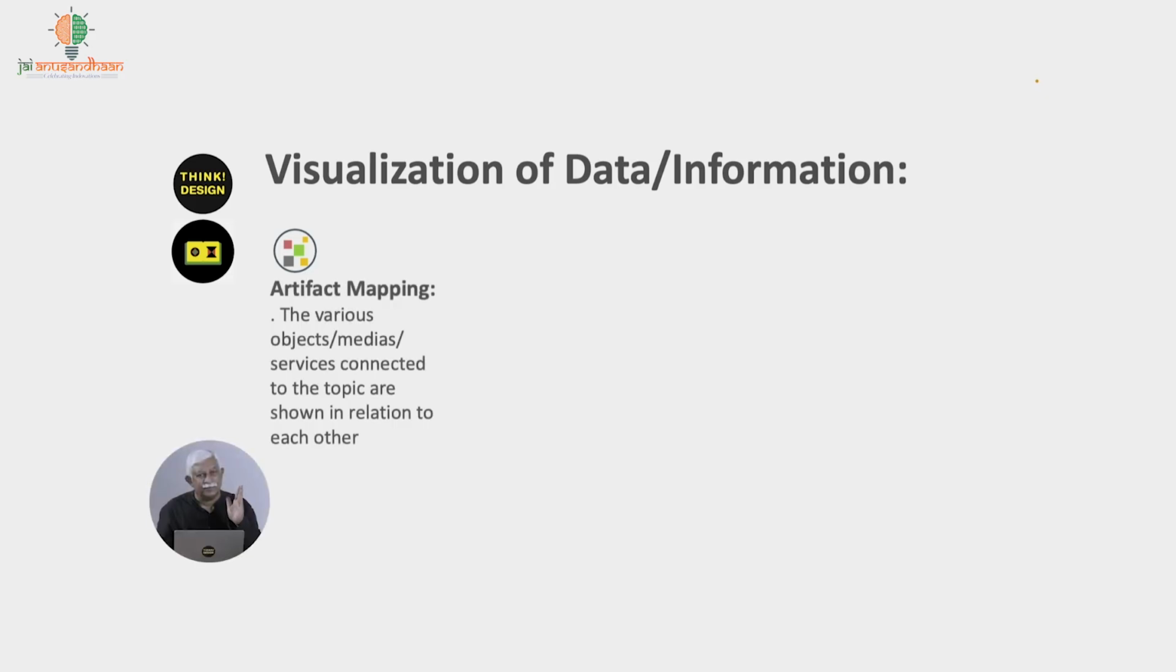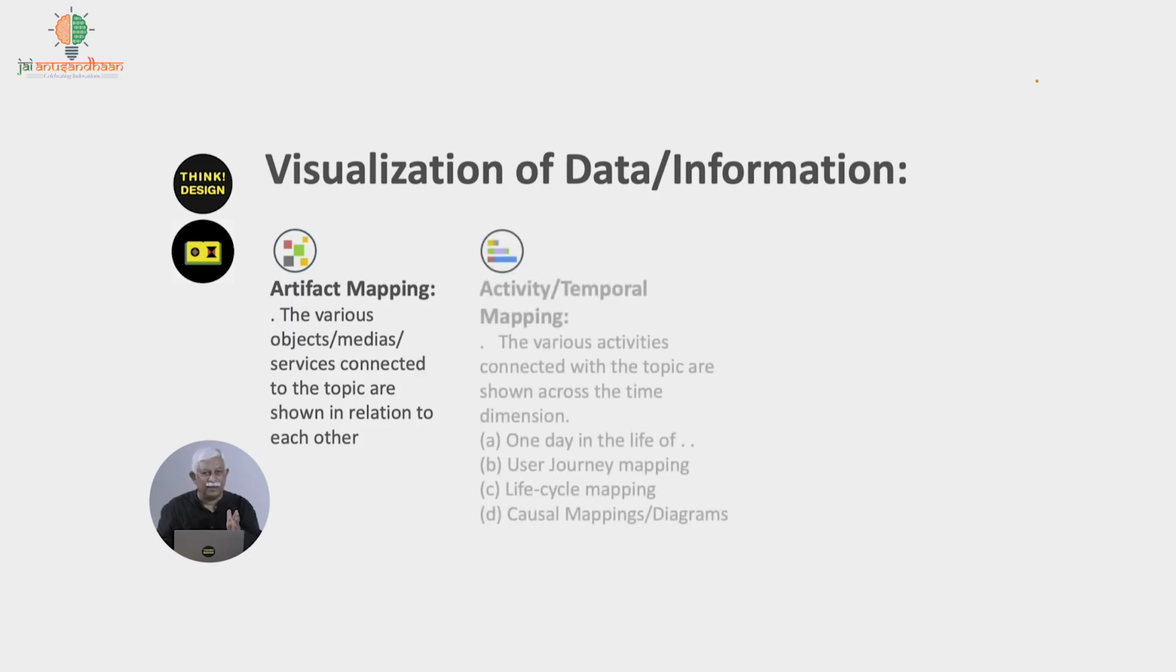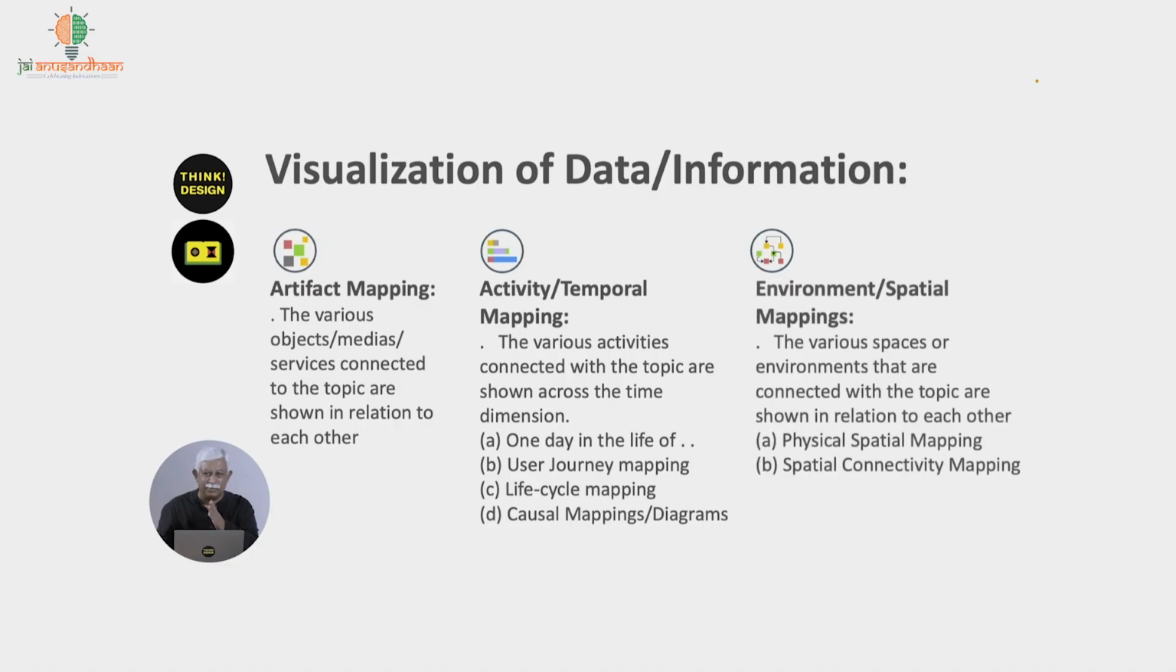So let's look at the different types of mappings, because that's something we'll do as part of your tool. Just to mention that you need to really select one of them. If you really get interested and want to do all of them, nothing like it. But for the sake of the exercise and the project, it's okay if you just do one of them. So there are 3 types of mappings: artifact mapping, activity mappings, and environmental mappings.